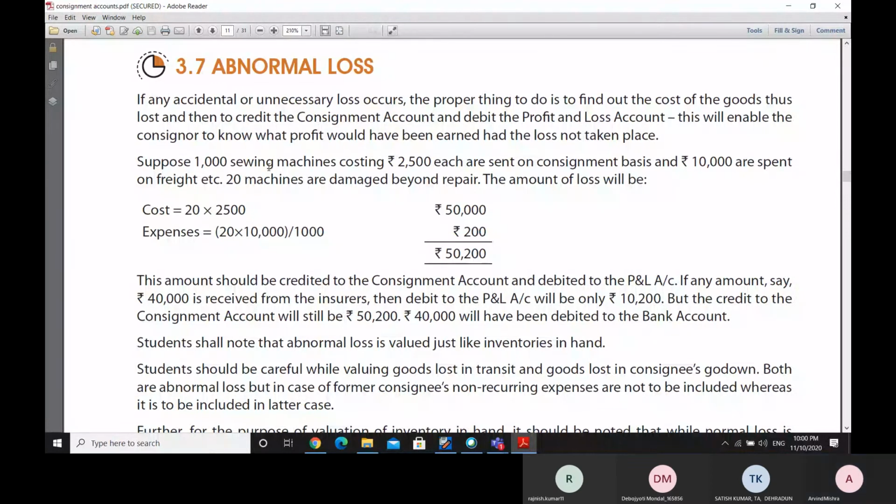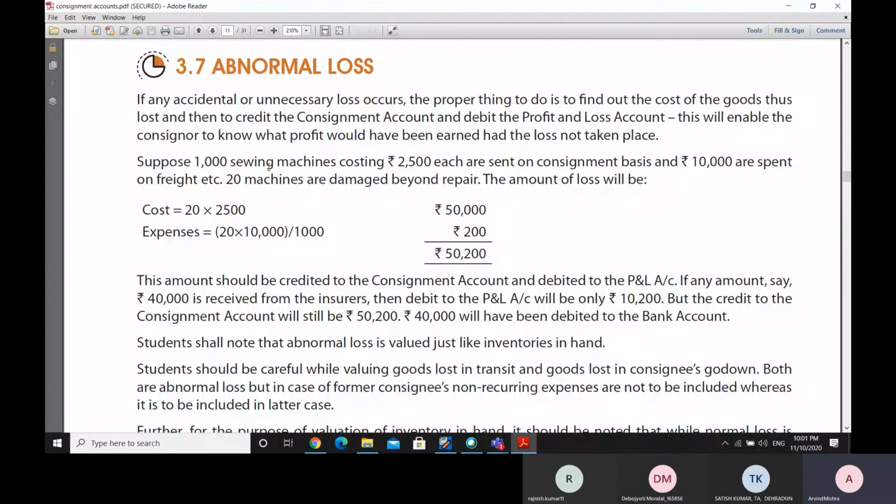So when we put the sales figure in the consignment account, we have automatically not put these 20 machines' sales figure there. So our consignment account is reflecting lesser sales than 1000 machines. We are reflecting a 980 machine sale only in the consignment account. Expenses are as usual.